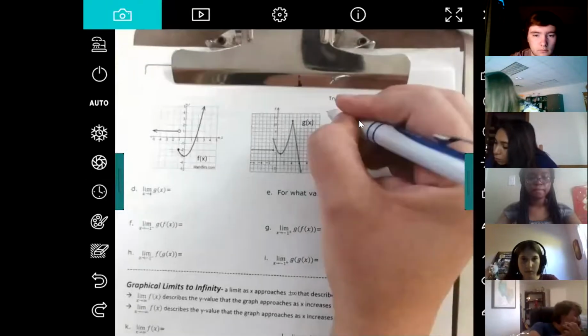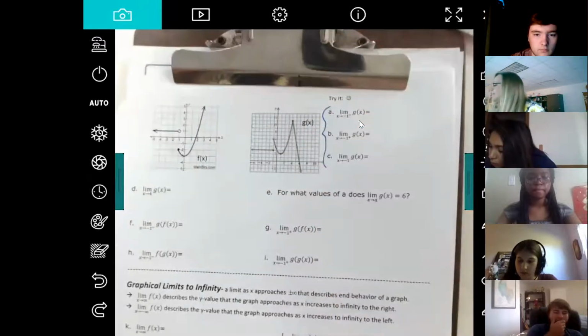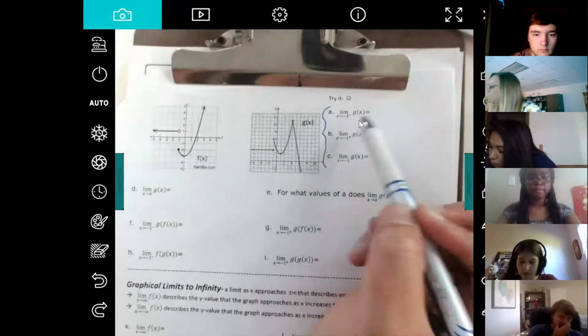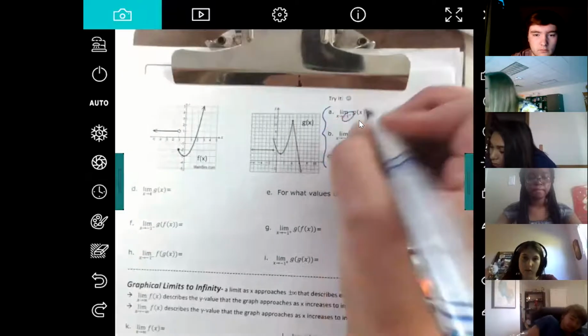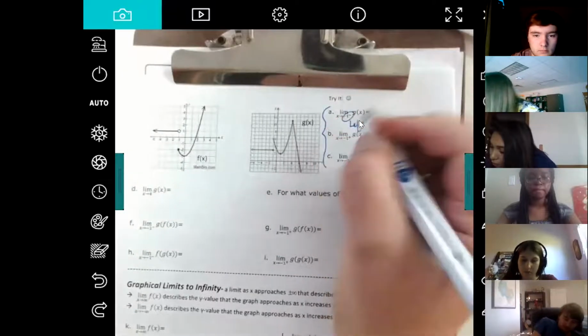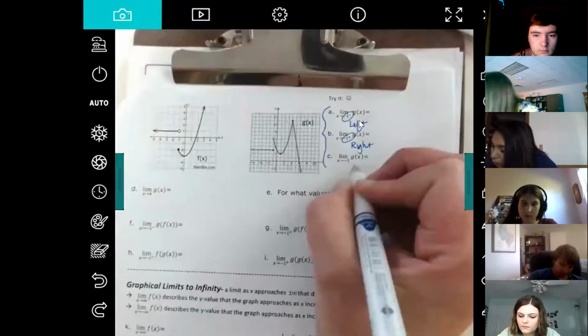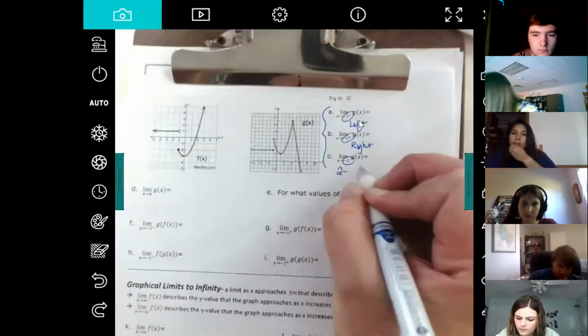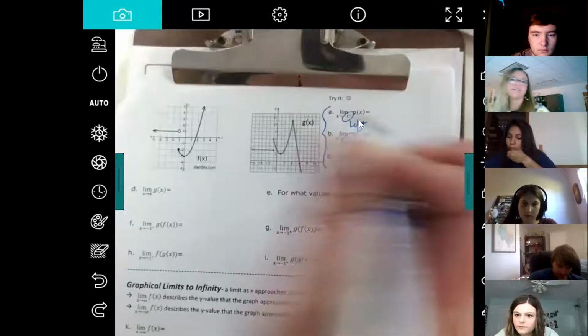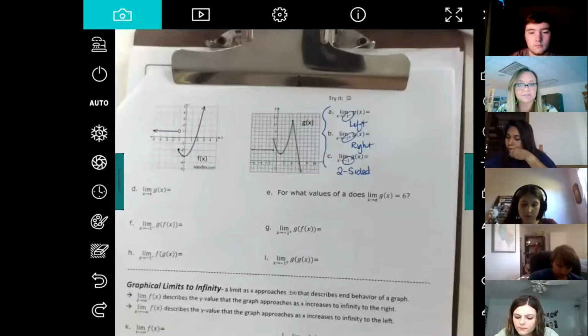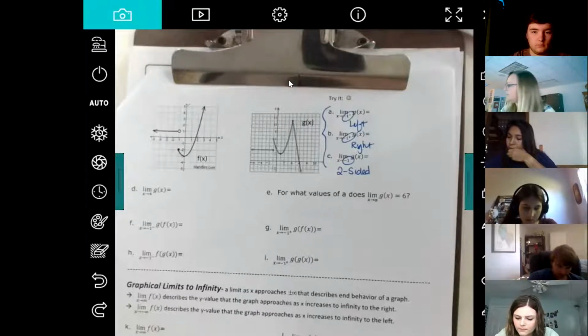We're starting over here. I want the limit as x approaches -1 from the minus side, that means the left. From the plus side, that means from the right. And then on the third one, it's only -1. That means it's a two-sided limit. We should remember from the last couple days that those have to match, the left and the right. So -1 is here.